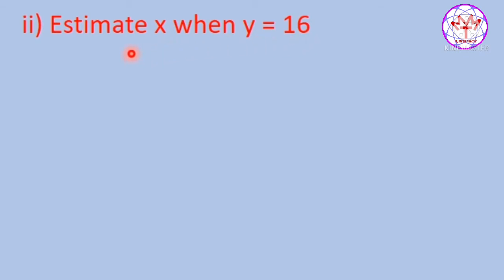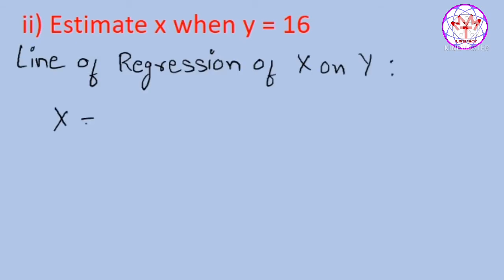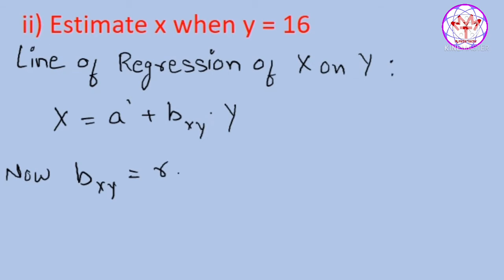That means we'll have to find the line of regression of x on y, and then by substituting the value of y equal to 16, we'll get the value of x. So let us start. Line of regression of x on y is given as x is equal to a dash plus bxy into y. So let us find bxy. bxy is given as r into sigma x upon sigma y.